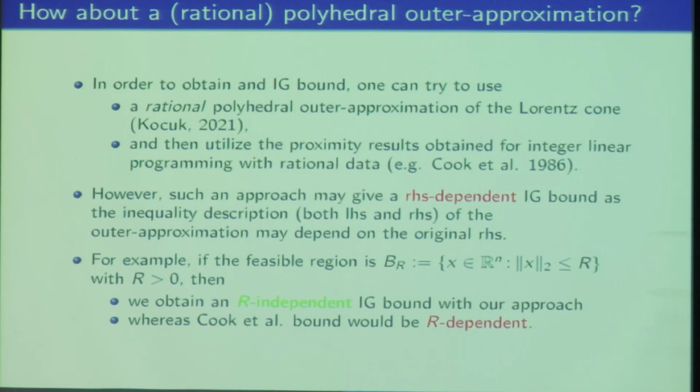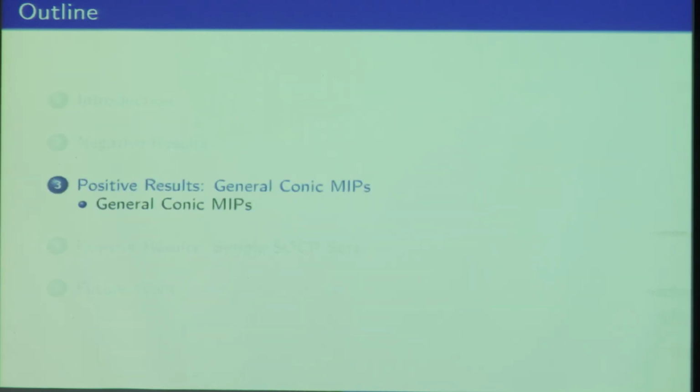And actually, I have more slides on this. I have some details about why it doesn't work, but that's the thing. Later on, I will show you our type of results where you can get bounds independent from the right-hand side for a feasible region like a circle, essentially, or a ball in higher dimension. All right, so these are all or some of the negative results.